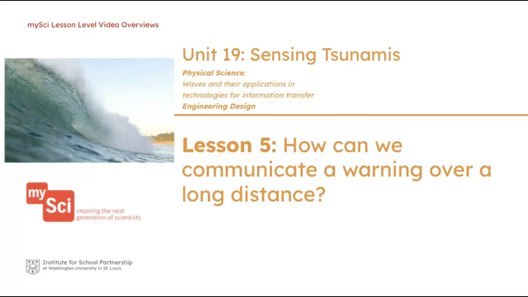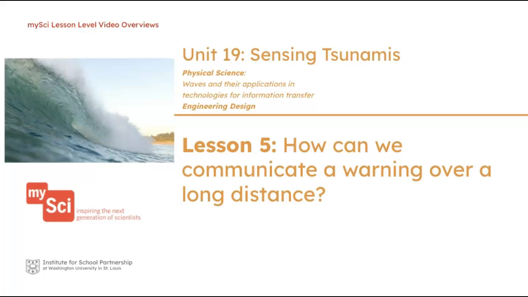Welcome to Lesson 5 in Unit 19, Sensing Tsunamis. In this lesson, students will work to answer the question, how can we communicate a warning over a long distance? Students construct circuits to learn how energy transfers. They learn about Morse code and design a way to communicate over long distances using signals or codes. Students figure out that information can be communicated over long distances by transferring energy through electrical currents.